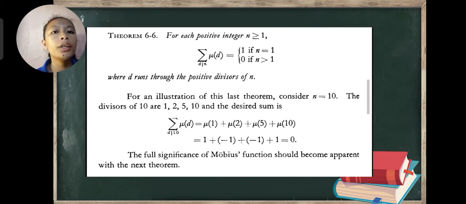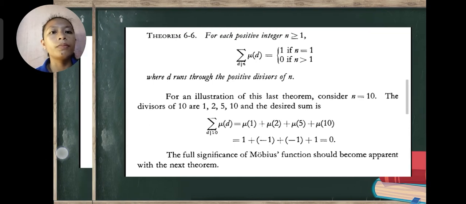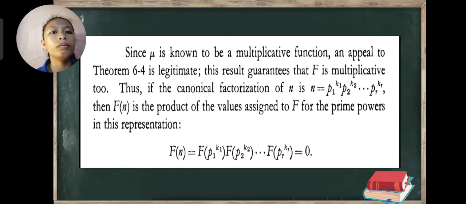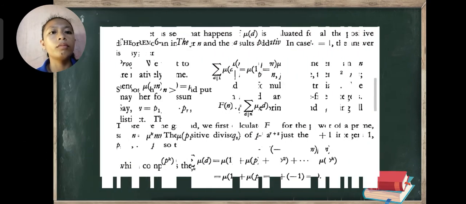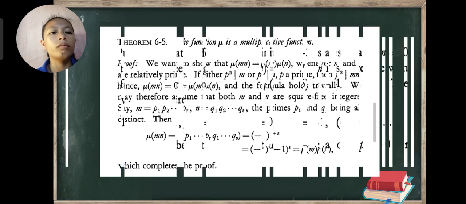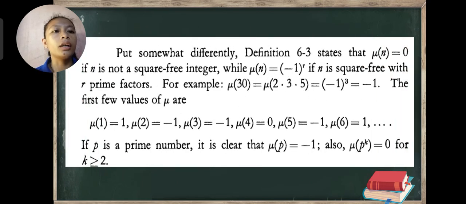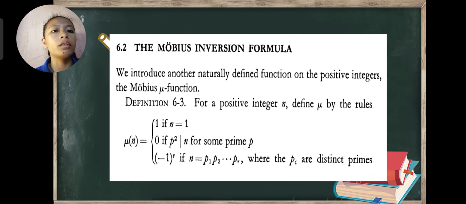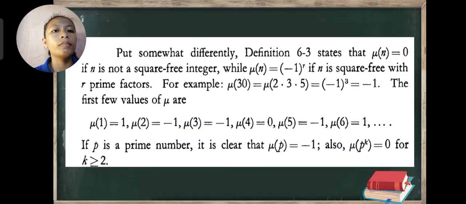So, the value here, 1 plus negative 1 plus negative 1 plus 1 equal to 0, is the value I mentioned earlier on the previous page. Here it is. This is where that value came from. So, let's proceed.